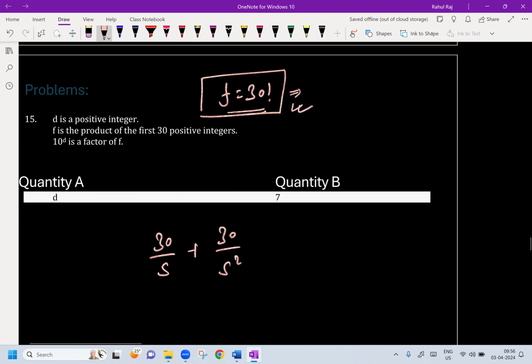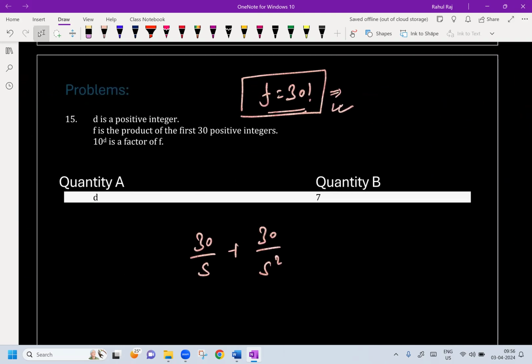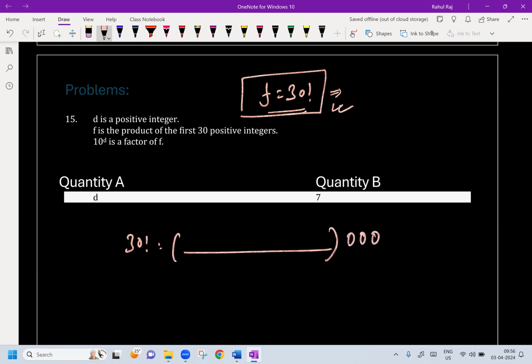Fine. So for this 30, you get 7 zeros, right? This is 6 and this is 1. Now, I don't know what 30 factorial is, what exactly is the value. The value could be huge, but I know that there are 7 zeros at the end.